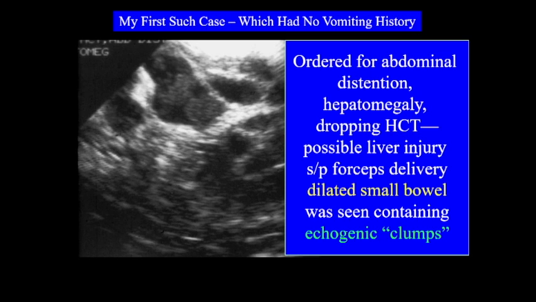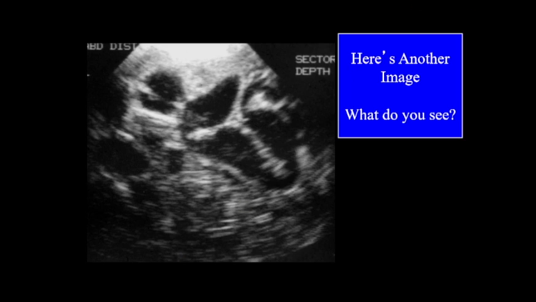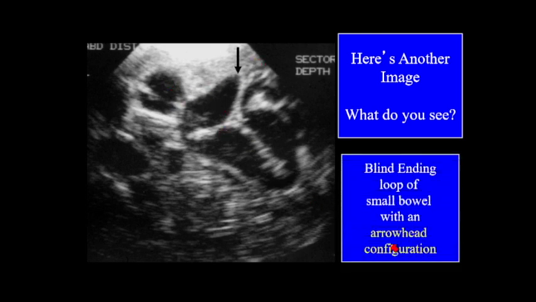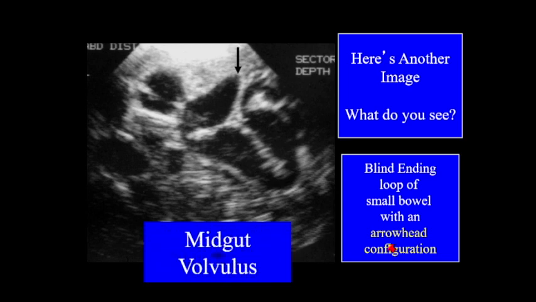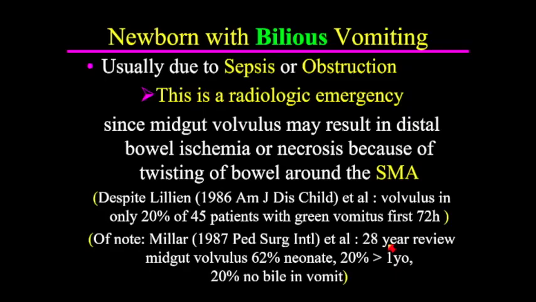1981 or so. And we looked, and the ultrasound showed dilated gut and echogenic clumps in it, which I personally believe is hemorrhage. And here's another image, and one sees a blind ending arrowhead configuration, which is typical of midgut volvulus, if one can be fortunate enough to see this.